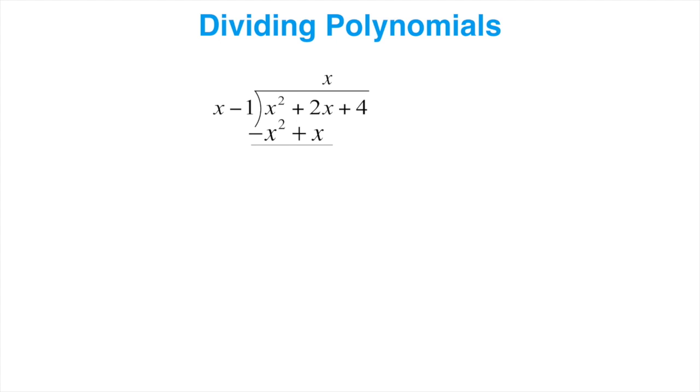Then I subtract, so I change the sign. Again, that's the major error that students usually make, is they forget to change both signs. So I change the sign. Now those two cancel. That's great. 2x plus x gives me 3x. Now I bring down my 4.